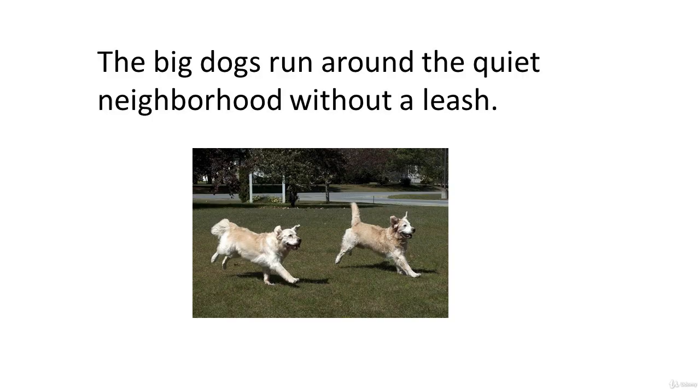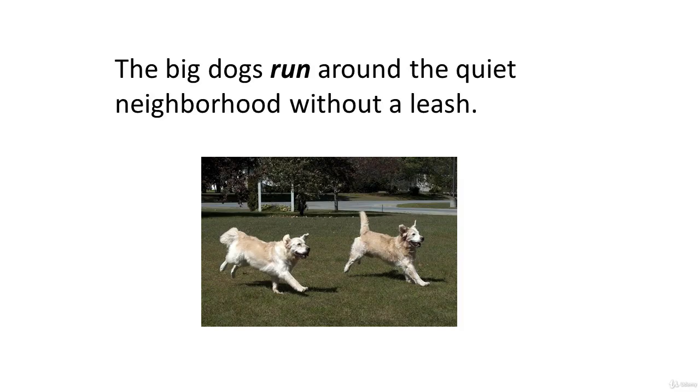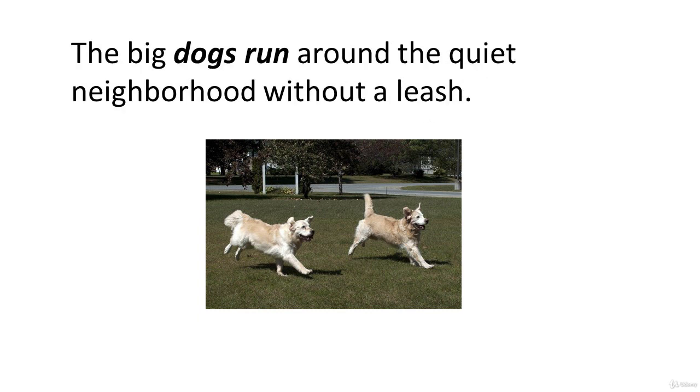Let's look at an example here and apply those questions. The big dogs run around the quiet neighborhood without a leash. Let's ask our two questions about this sentence. First, what is the action in this sentence? We have the big dogs run around. Right there we see the action. The action word is run. That's the verb. Next question, who or what is running? The dogs are running. So that's the core of the sentence right there, the subject and the verb. The dogs run. All the other stuff about the quiet neighborhood and the leash, that's just additional information that's added to the sentence.